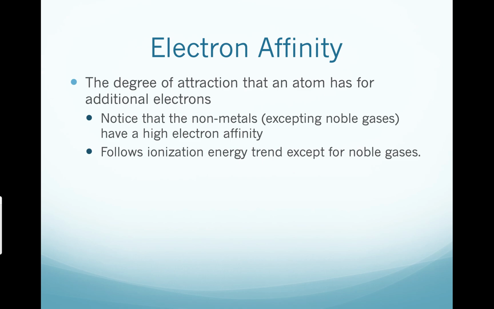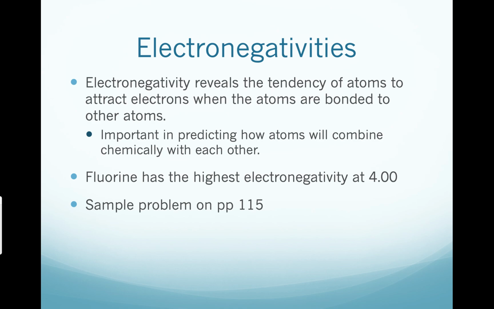Okay? And lastly, electronegativity. Electronegativity is something that is very important to master the understanding of. It is basically the tendency of an atom to attract electrons when the atoms are bonded to other atoms. Right? This is very important in predicting how atoms combine chemically with each other. In Chapters 6 and 7, when we talk about bonds, electronegativity is extremely important. Fluorine has the highest electronegativity at 4.0.